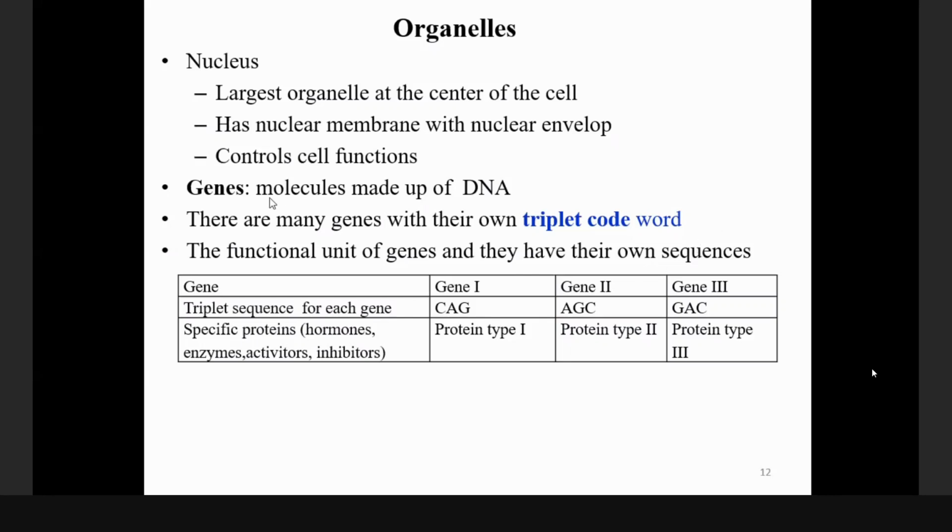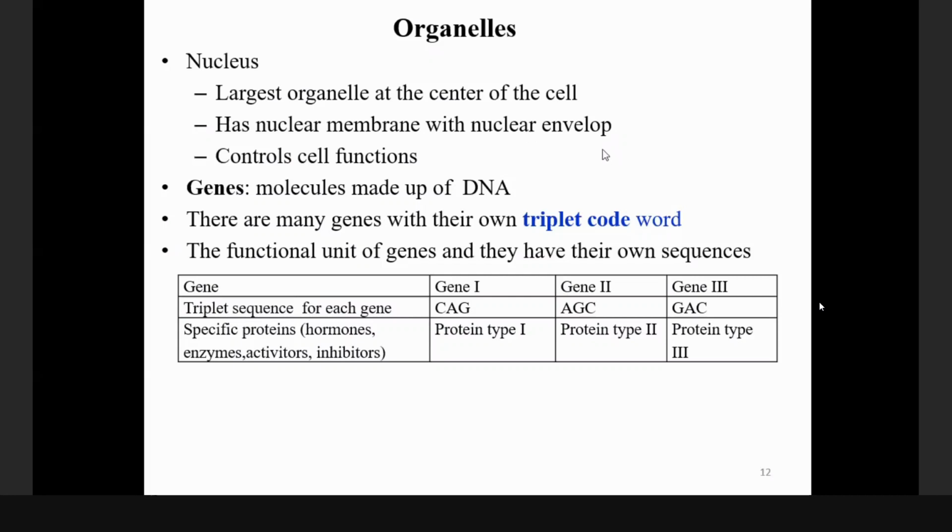The nucleus is the largest organelle, found at the center of the cell. It has a nuclear membrane, because we are talking about the eukaryotic cell, where each organelle has its own membrane, so membrane-bounded organelles are found in eukaryotic cells. The nucleus is one of these organelles and has its own membrane, called the nuclear membrane. But there is still communication between the nucleus and the cytoplasm because of the nuclear envelope.